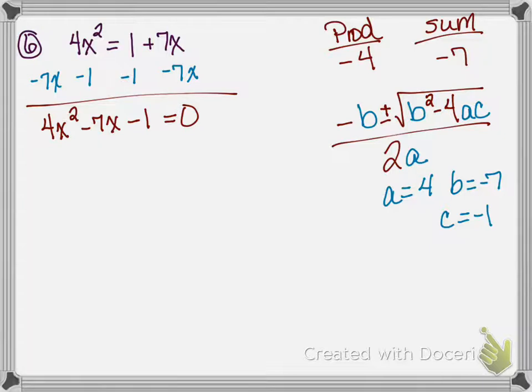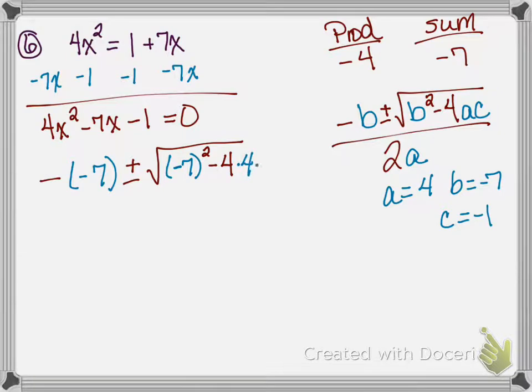So I have negative b, and my b value is negative, so that's negative 7. Okay? Plus or minus the square root. And I am going to square b, so put that negative 7 in parentheses. You're going to be much better off if you do that, because then you know that you're squaring the negative and the 7. Then I have minus 4 times a times c, and that is all over 2 times a.